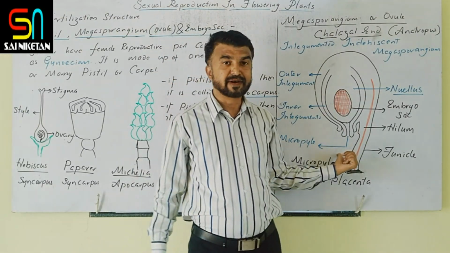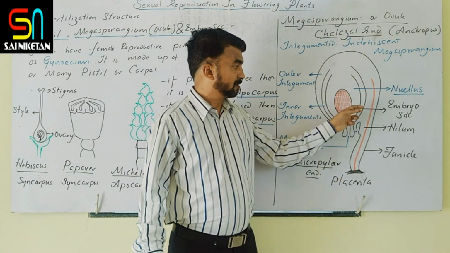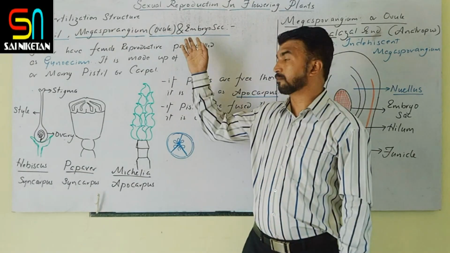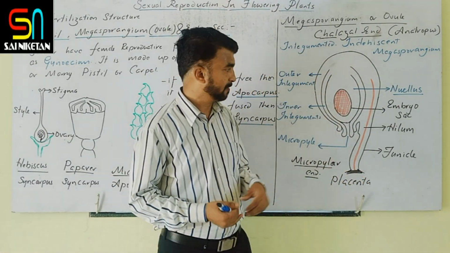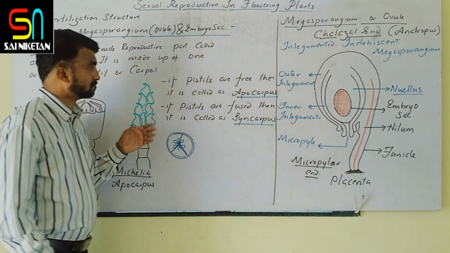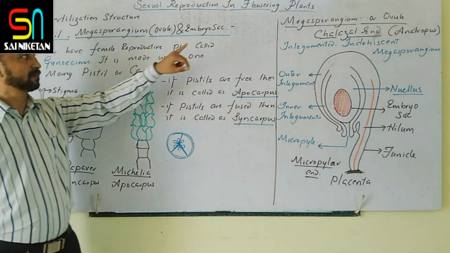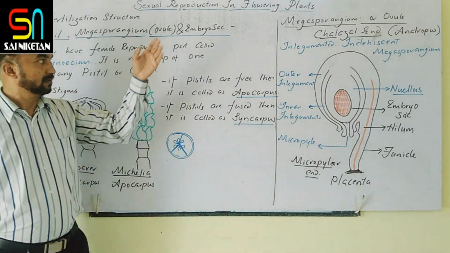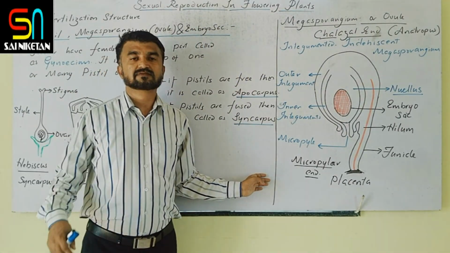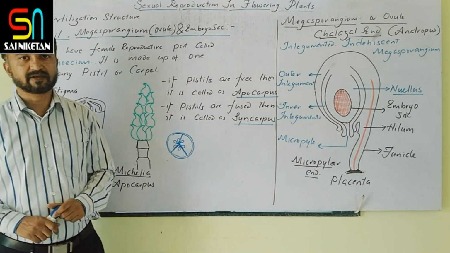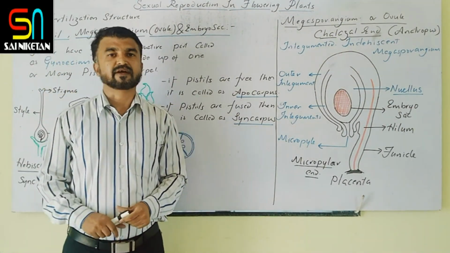Clear? So the next topic is the embryo sac. Before that, to understand how the embryo sac develops, you must read megasporogenesis first, and after that the embryo sac. So this is about the pistil, the megasporangium. We will cover the embryo sac topic in the next video. Till then, just read properly, do your duty a little more, and have a nice day.